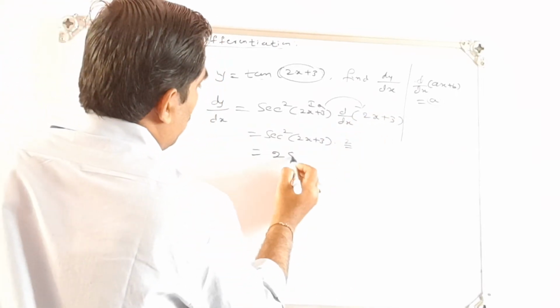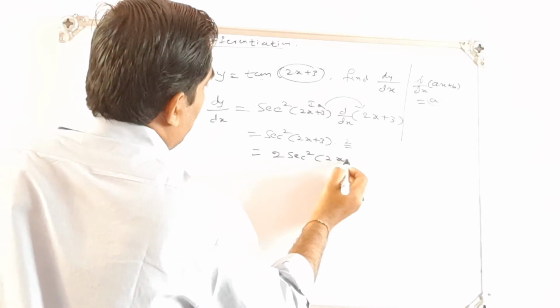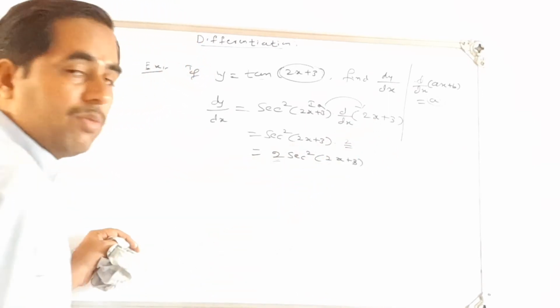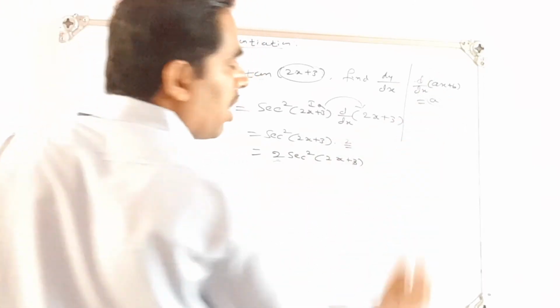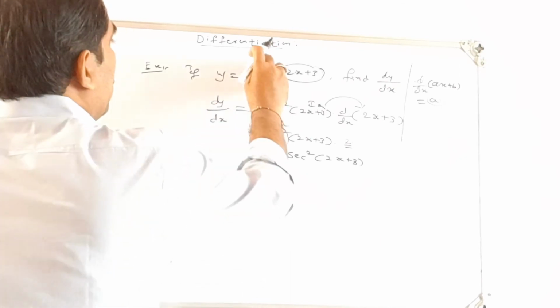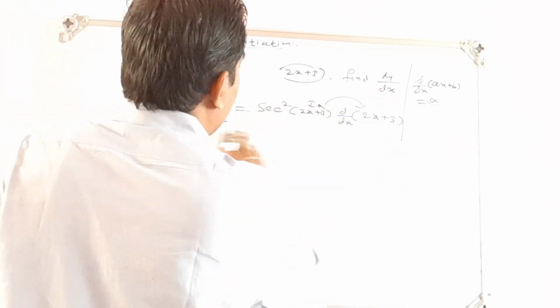So then that becomes what? 2 secant square of 2x plus 3. So write the coefficient of x. Okay, let us consider another example here.